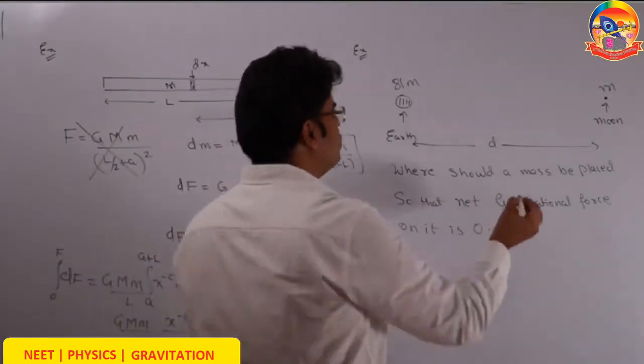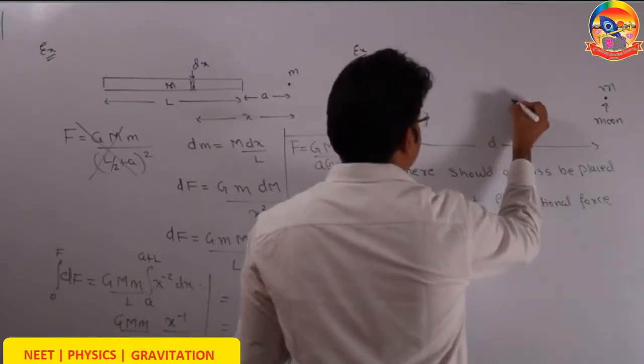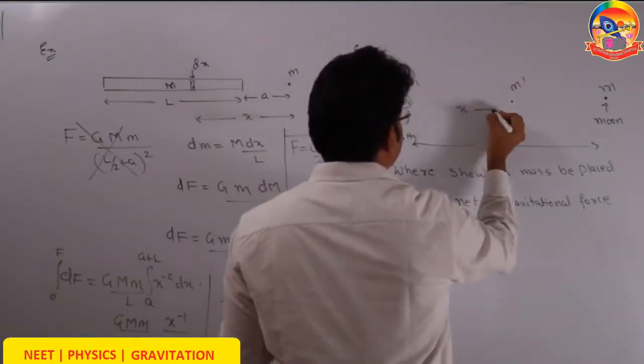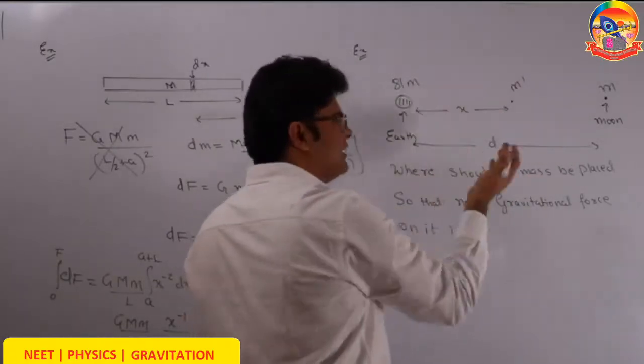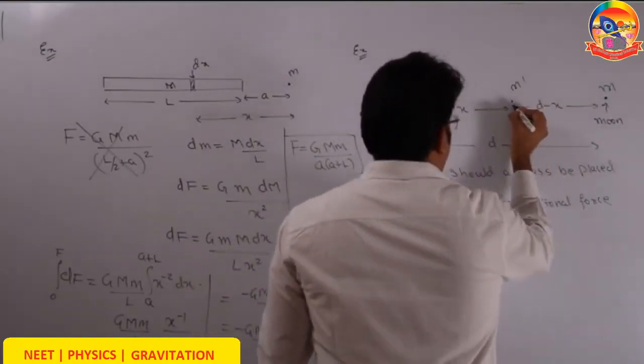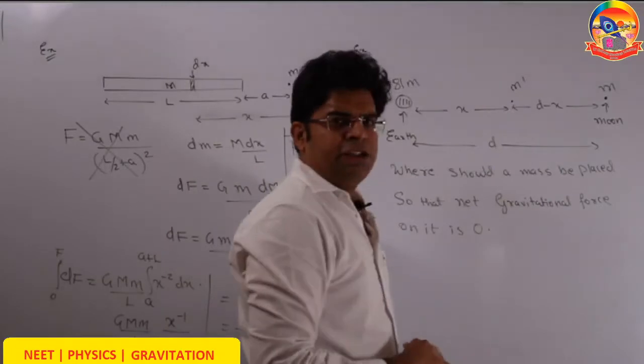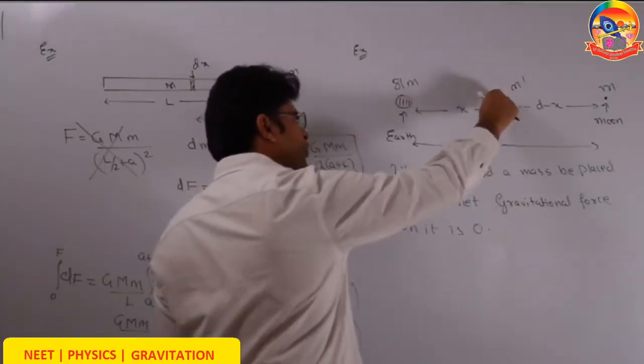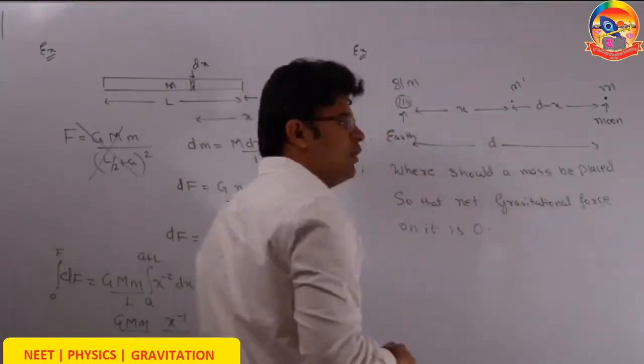They haven't mentioned how much mass we are going to place, but still they have asked this question. So let's say we place some mass m dash at distance x. If the distance from earth is x, then the distance from moon has to be d minus x. If the net gravitational force on this mass is 0, then the gravitational force of earth has to be same as the gravitational force of moon.